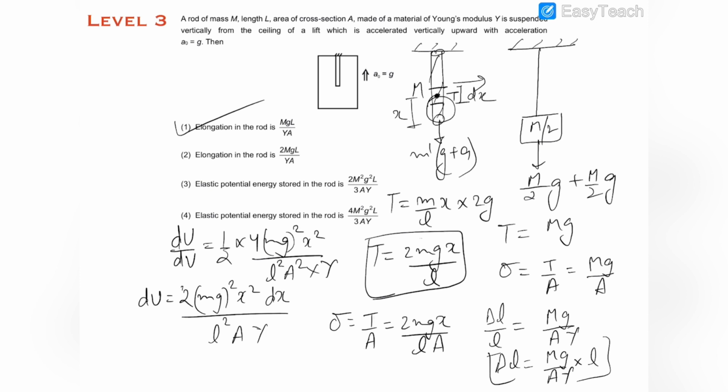And therefore integrating this will give the total energy U. So it is 2 mg whole square divided by L square A gamma, and the integration of x square is x cube by 3, with limits from 0 to L. So you can see that there would be a term 2 by 3 in this, and hence we can directly point out the correct answer, which is option number 3. So the correct answers are 1 and 3. Now we move on to the next question.